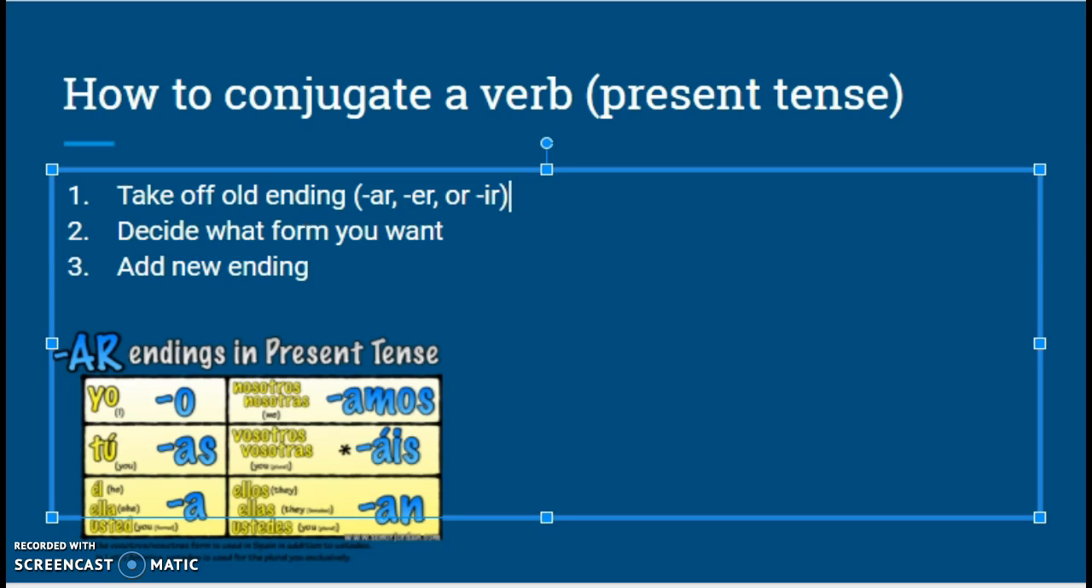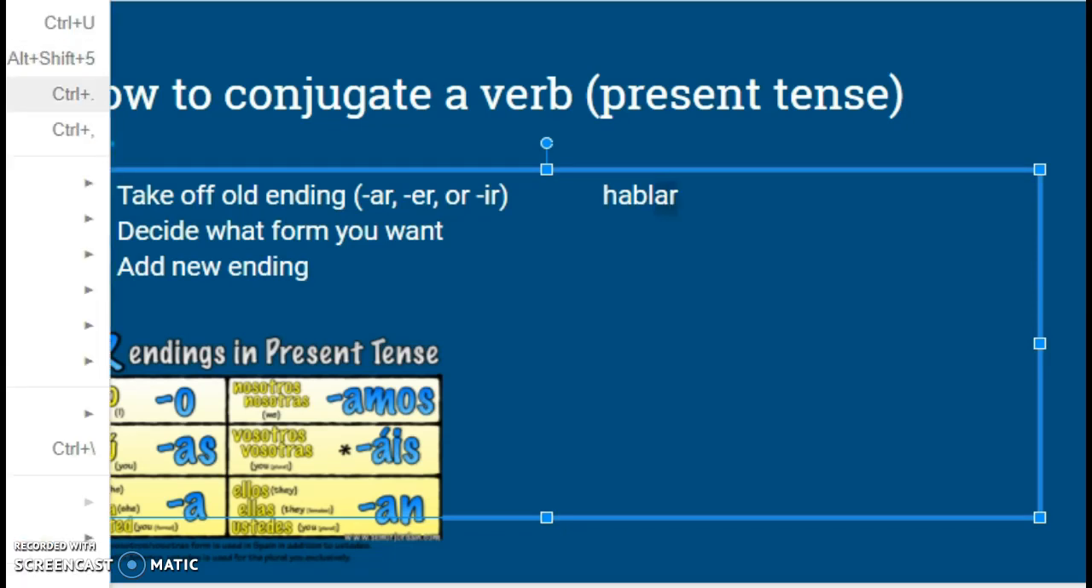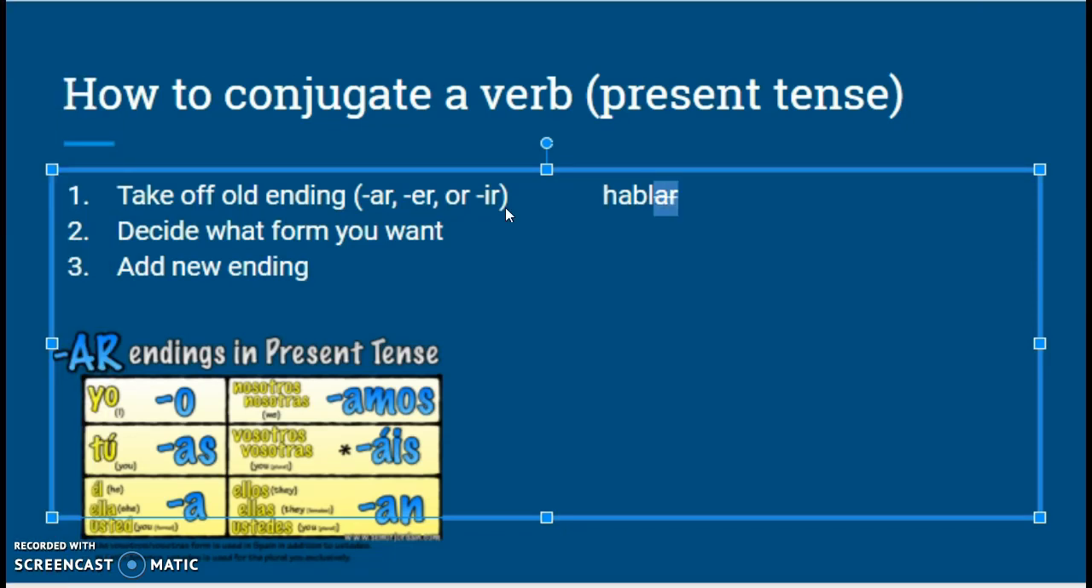So the first step is going to be to take off my old ending. So let's say we're doing the verb hablar, and I want to say that I talk because right now I am talking. So that works. So when I do hablar, I'm going to take off this AR ending. So you can see I just took it off. So that would be step 1.